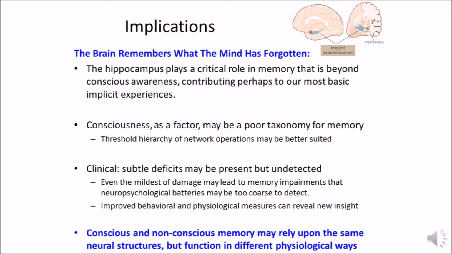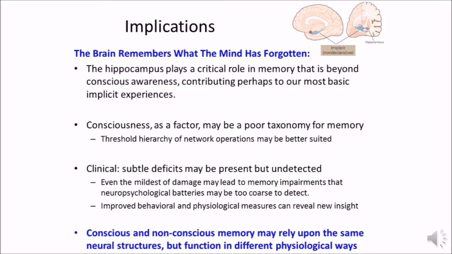And it leads me to suggest that maybe consciousness as a factor is a poor way to taxonomize memory. It's worked up until now, right? But what did our chancellor suggest? Maybe it's time to challenge what has worked. Maybe there's a way it can work better, and this new information suggests some better ways that it may work. So consciousness might not be the best way to delineate how we categorize things in terms of memory systems.